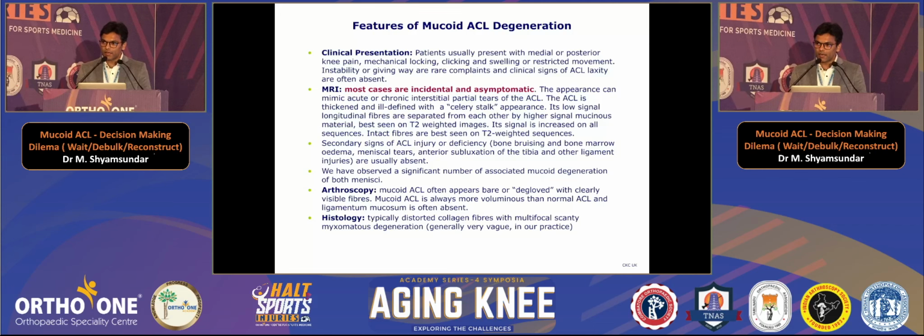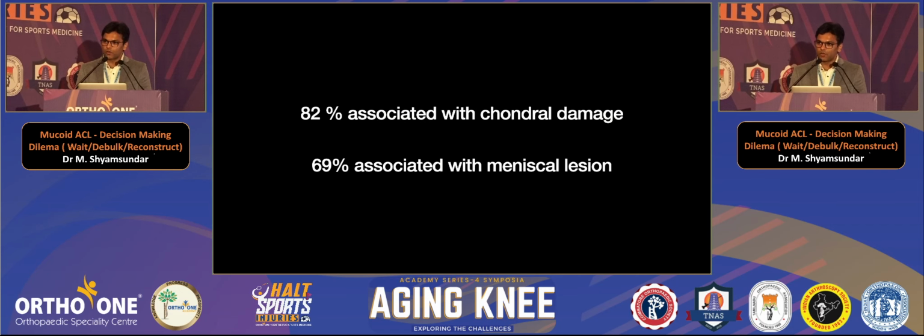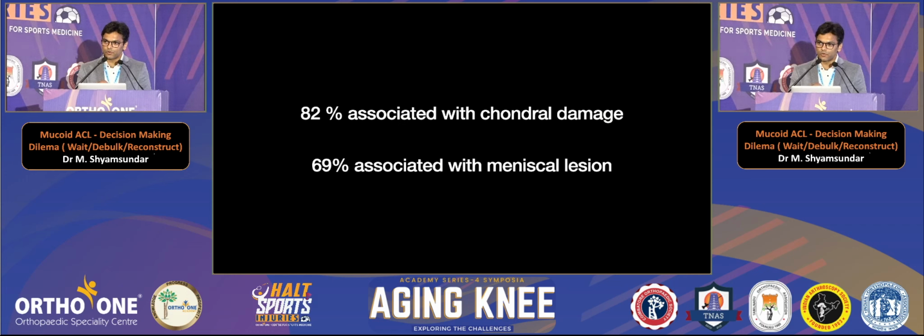And only an MRI will finalize your diagnosis. In the MRI, you have a classical celery stalk appearance, and most commonly these mucoid ACL symptoms are also associated with chondral damage, which accounts for around 82%, and meniscal lesion, which accounts for about 69%. So there's a combination of conditions which is leading to the symptoms.